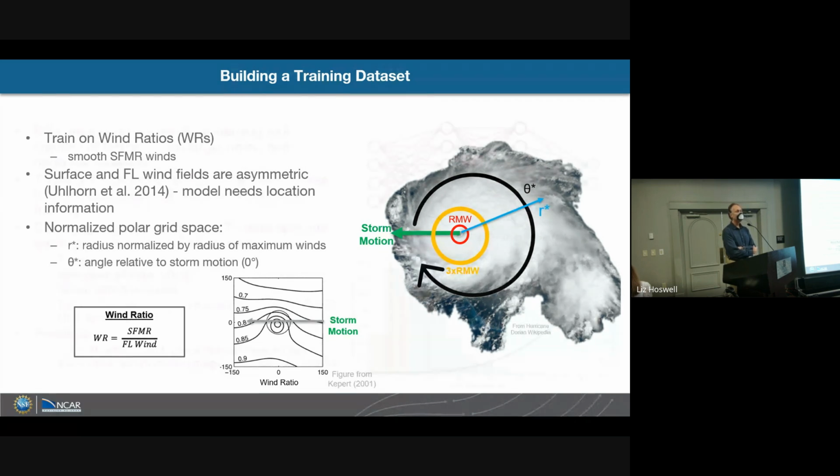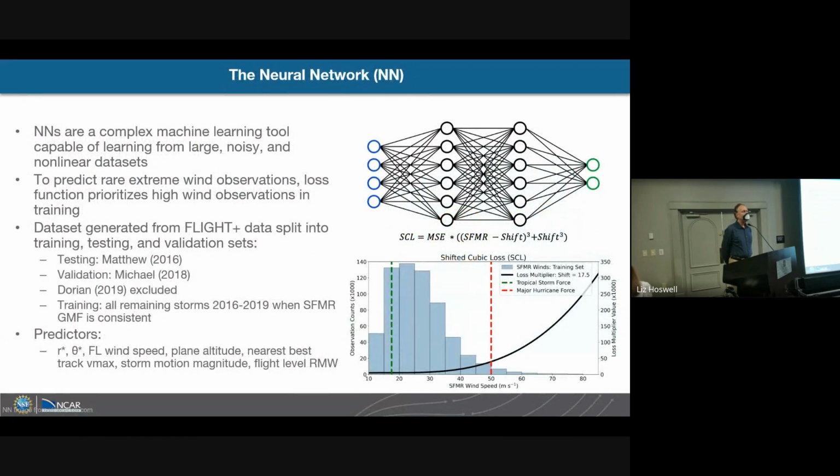Next slide. And then the neural network. I'm not an expert on neural networks, but they're great tools. What's interesting about them is that they are capable of learning from large and noisy nonlinear data sets, which is exactly what we had. So we decided that we would try this out, and Alex spent a lot of time trying different things. He tried predicting the surface winds directly, which didn't work too well. But then he also tried predicting the wind ratios, and that turned out to work pretty well. But there was still a problem.